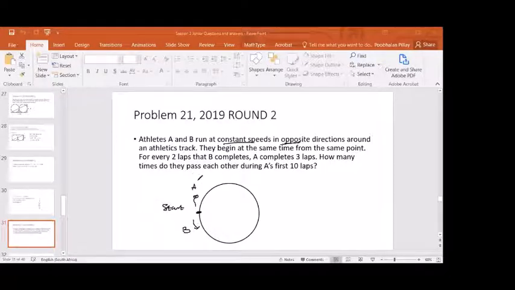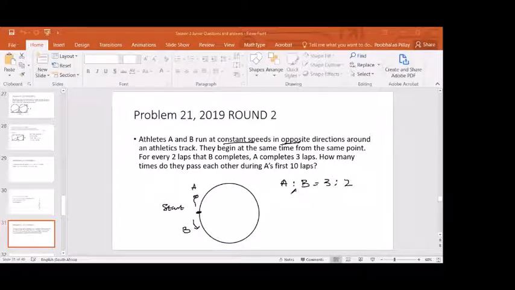The only information that is given is that for every 2 laps that B completes, A completes 3 laps. So there's a ratio problem here. A to B is 3:2. What are we saying here? That A completes 3 laps and B completes 2 laps. Now this is a proportional problem.